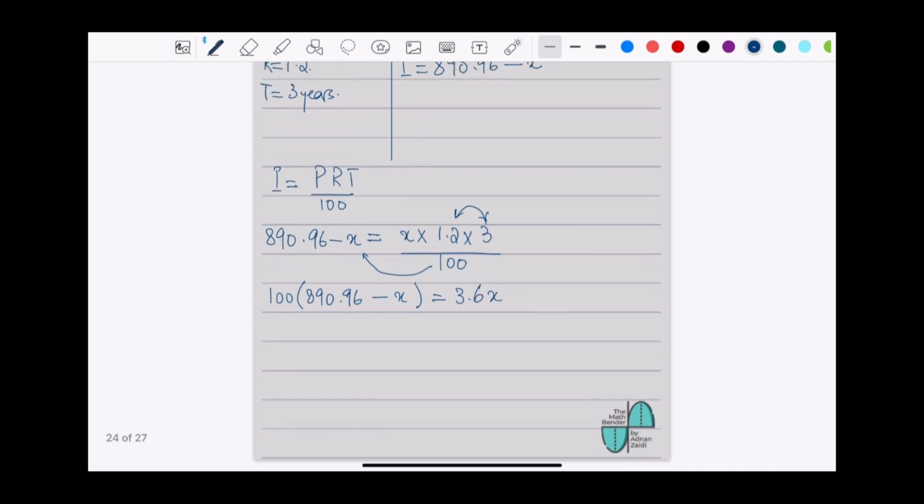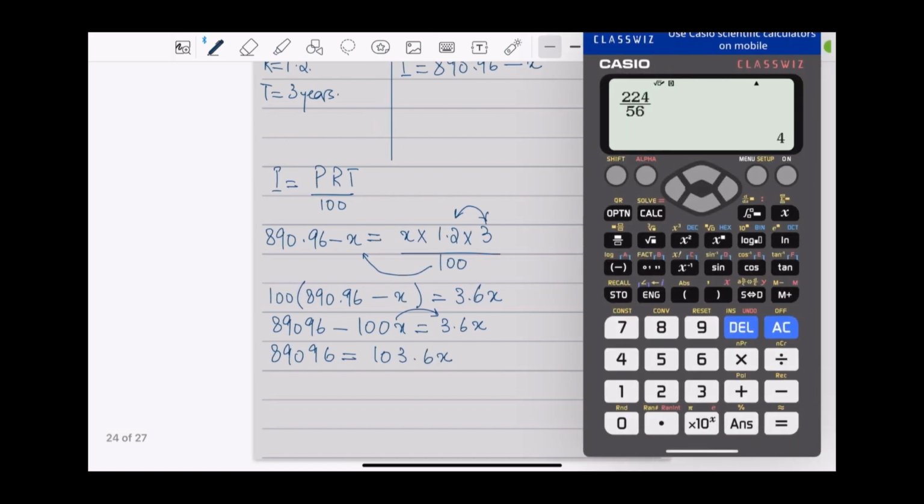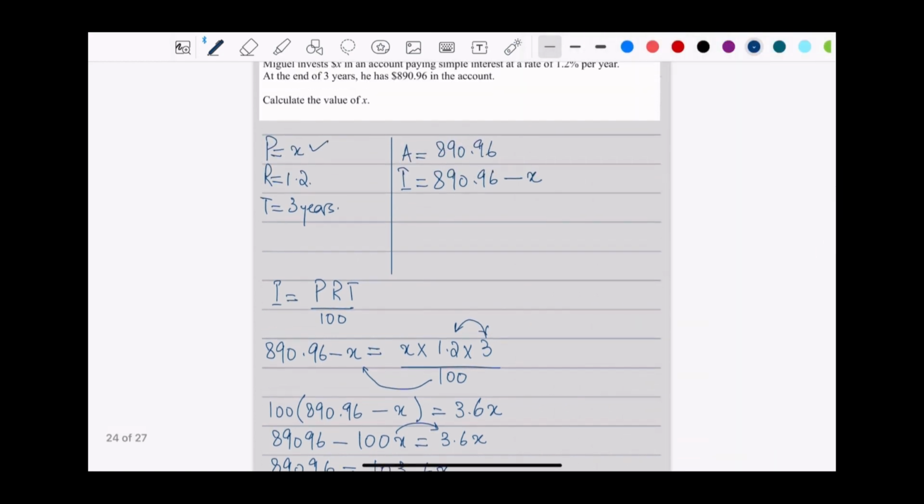3.6x. Now multiplying them with 100 and opening the bracket will give you 89096 minus 100X is equal to 3.6x. 89096 is equal to, after adding, 103.6x, and now dividing that will give you 89096 divided by 103.6. So X is going to be $860. This was the initial amount that you had invested, and after 3 years, it reached this point after adding the interest.